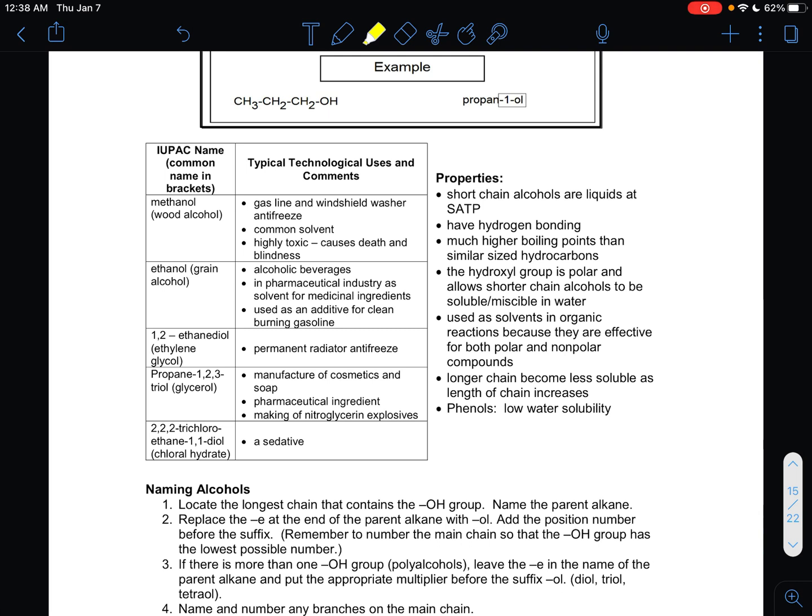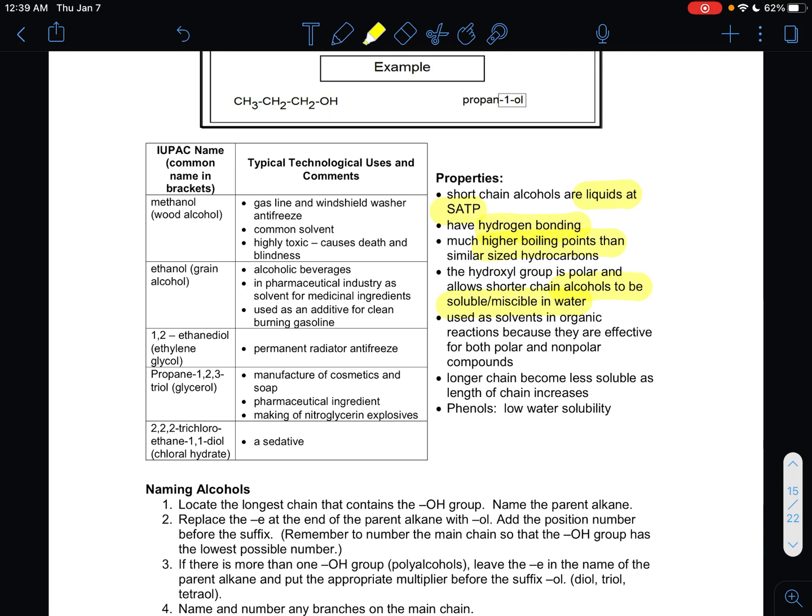Okay, so properties of alcohols. They are liquids at SATP. Okay, so all alcohols are. They have hydrogen bonding, which is why they're liquids at SATP. And because of that, their boiling points are much higher. So remember, anything with hydrogen bonding from Chem 20 has a much higher boiling point because of that. And so what happens with alcohols is they are very soluble, and the term for solubility in water is miscible. So alcohols are very soluble in water.